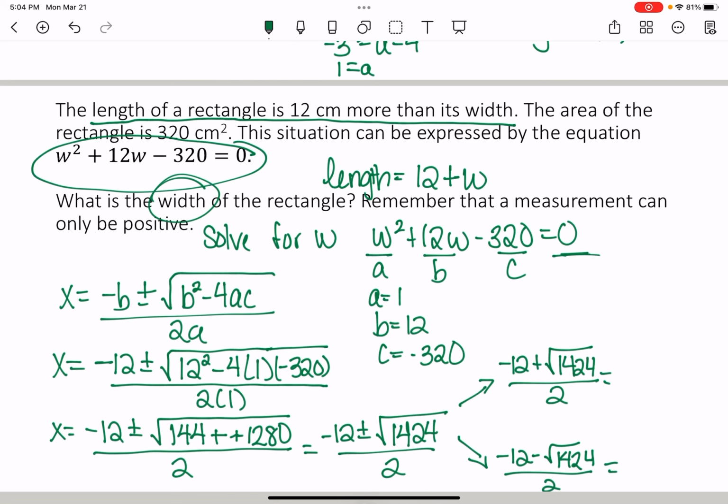So when I solve this, I get negative 24.9, and 12.9. So here's where I have to decide which is the correct answer. Remember that measurements can only be positive. We're talking about the width of a rectangle, so that's why 12.9 is the correct answer, and negative 24.9 is just my extra solution, so I don't need that. So 12.9 centimeters is going to be the width of that rectangle.